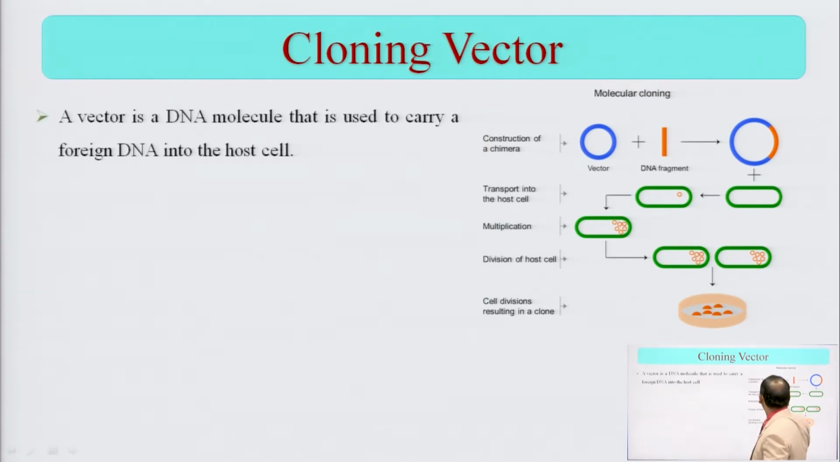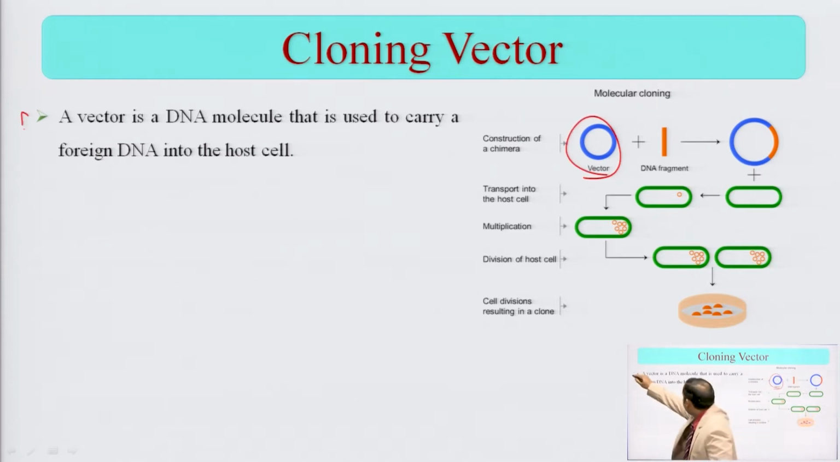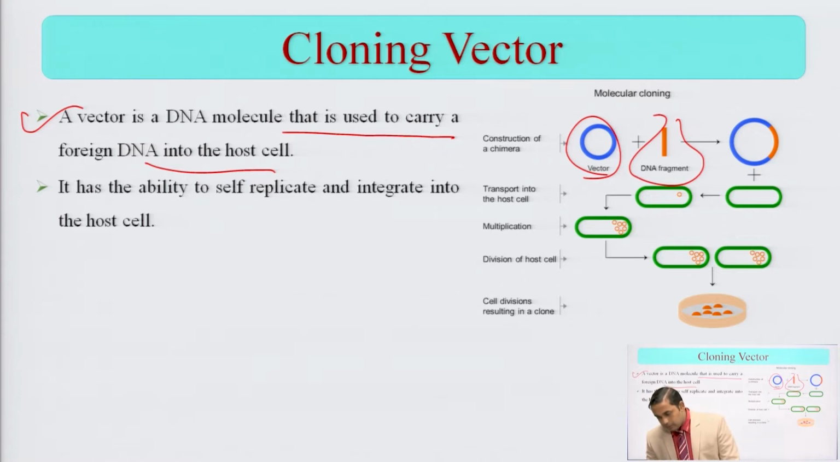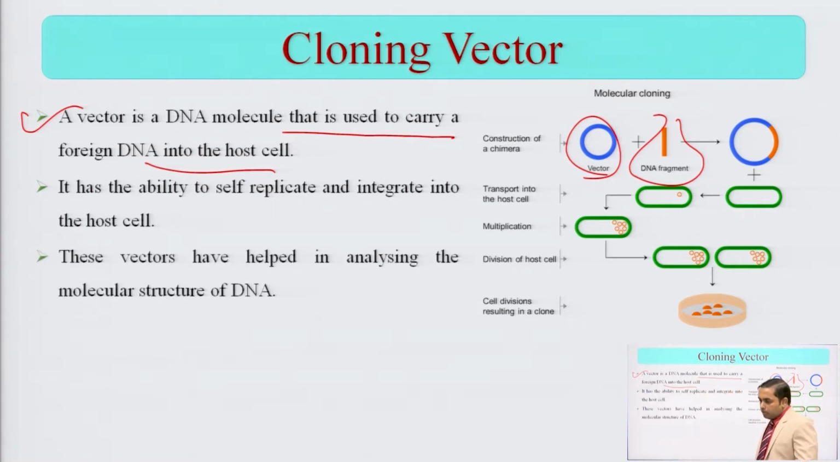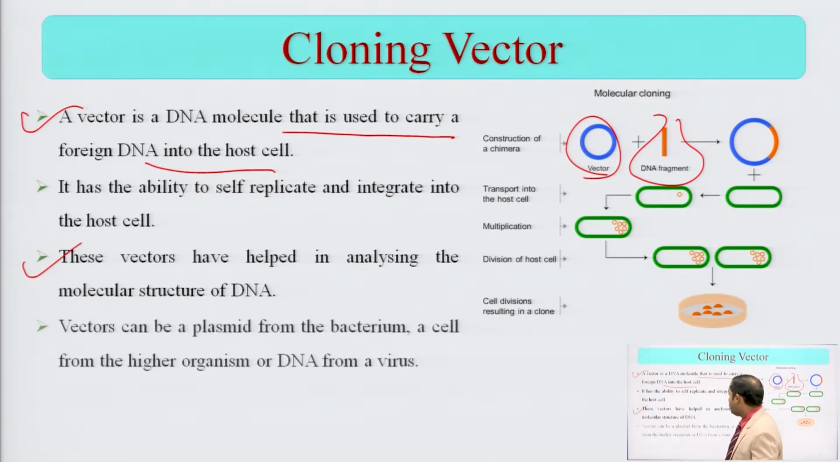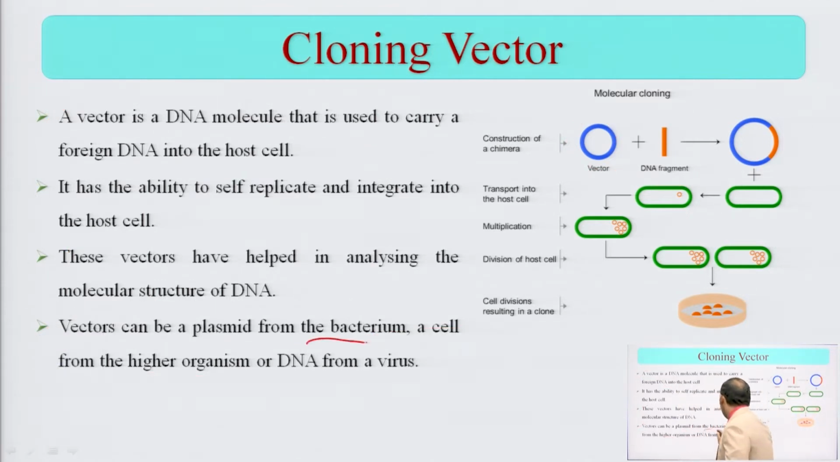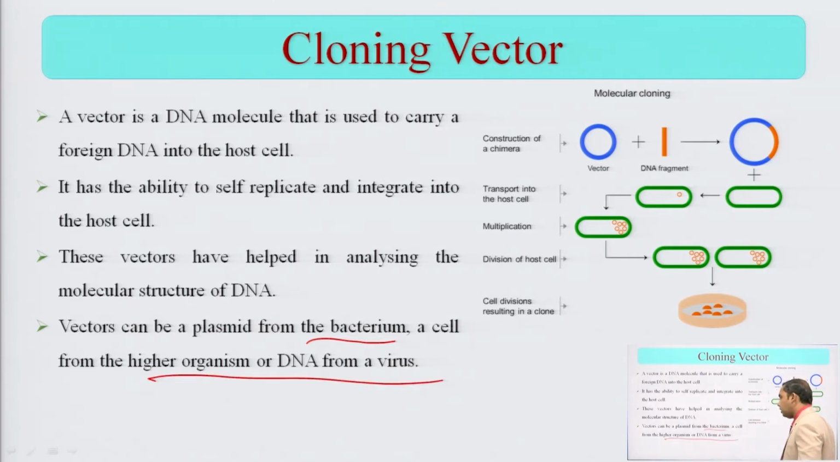So, what is a vector? I have told you about the vector. A vector is a DNA molecule that is used to carry foreign DNA into the host cell. It has the ability to self-replicate and integrate into the host cell. Also, these vectors have helped in analyzing the molecular structure of the DNA. Vectors can be a plasmid from a bacterium, a cell from a higher organism, or a DNA of a virus. See, plasmid from bacterium. We have seen in the previous case that we took the help of bacteria, and also a cell from a higher organism or the DNA of a virus.